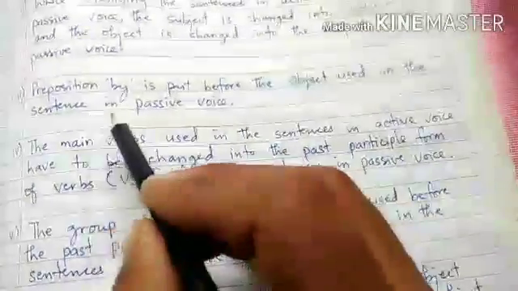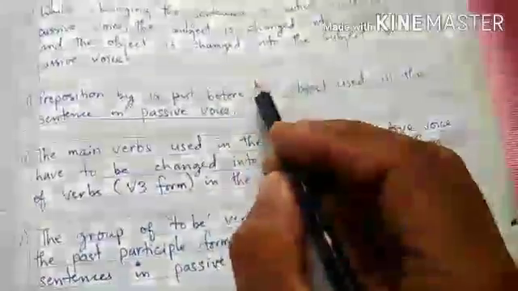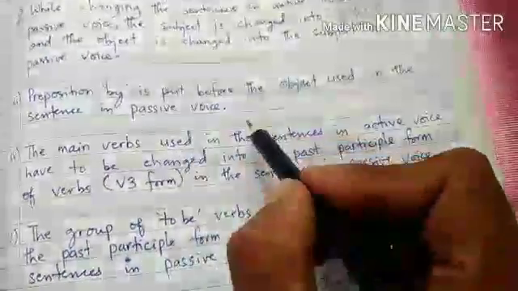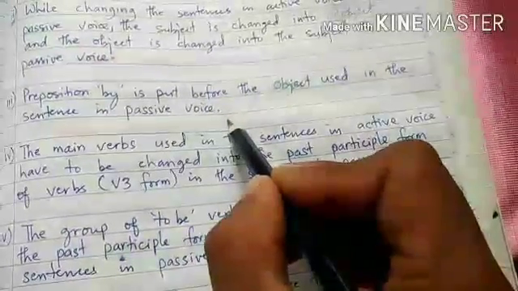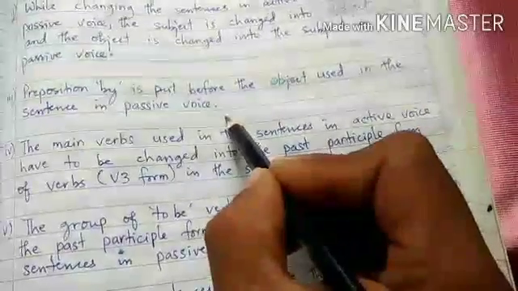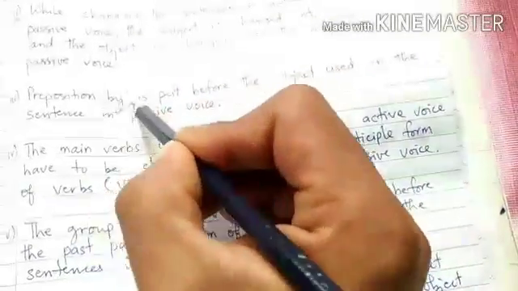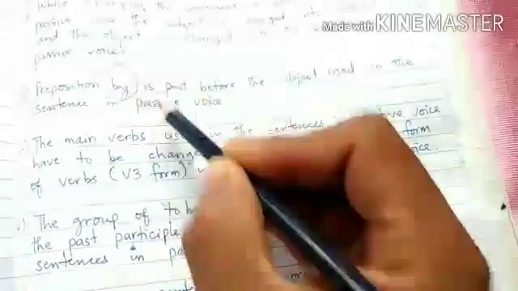So after changing the subject into object and object into subject in passive voice, the nouns and pronouns that we use as object in passive voice, before that object we will use the preposition by. Okay, we will see these in examples also.